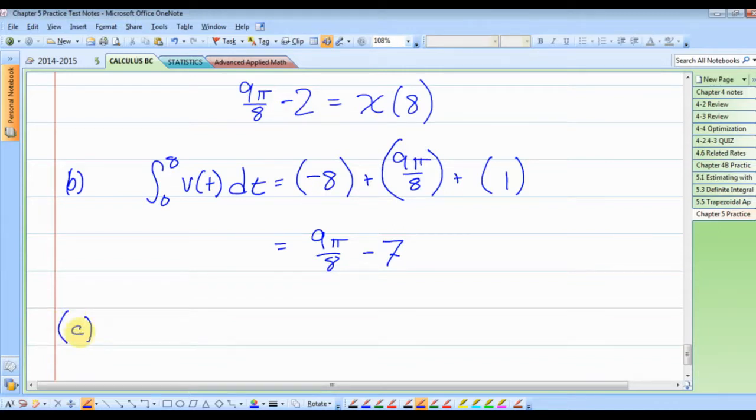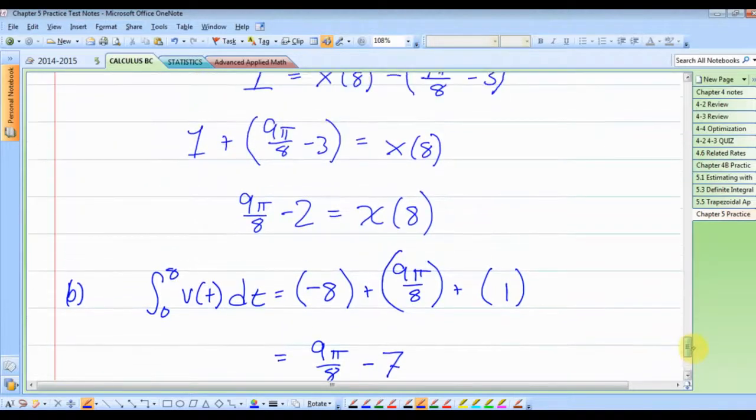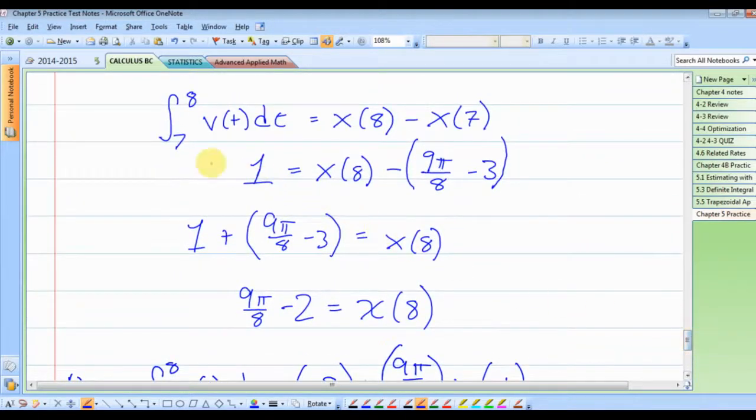You're plugging in velocity. How do you know which one to plug in? Based on 0 and 8 over here. Basically, this says add all the areas between 0 and 8. No, not for D, like for 7 to 8. Part A. How do you know to plug in one? Because the area from 7 to 8 is 1. Okay.